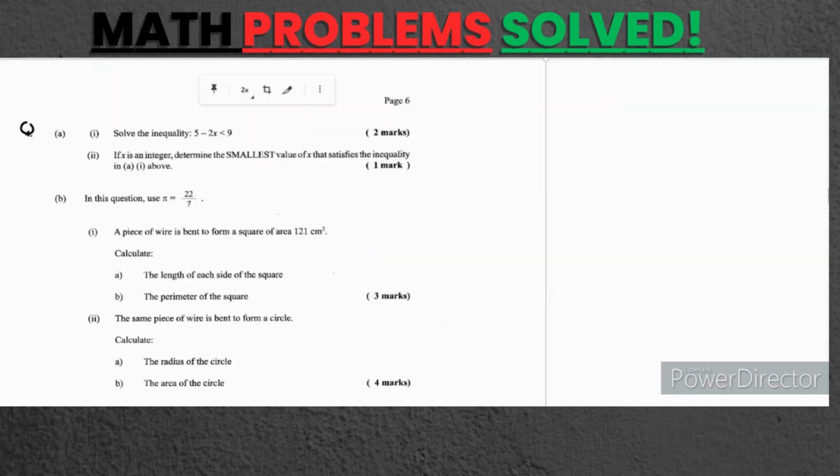Now we will go to question number 4 here, right? What does this question say? Solve the inequality 5 minus 2x is less than 9. So the question is given to us like this, 5 minus 2x is less than 9, right? So first of all, you will get rid of this 5. You will subtract 5 on both sides.